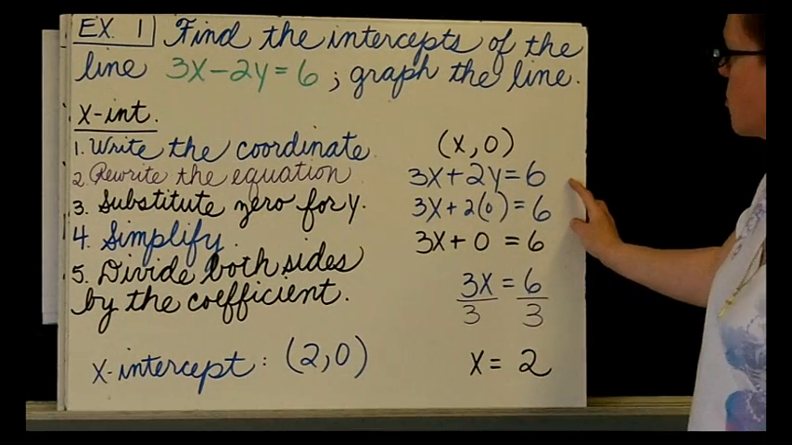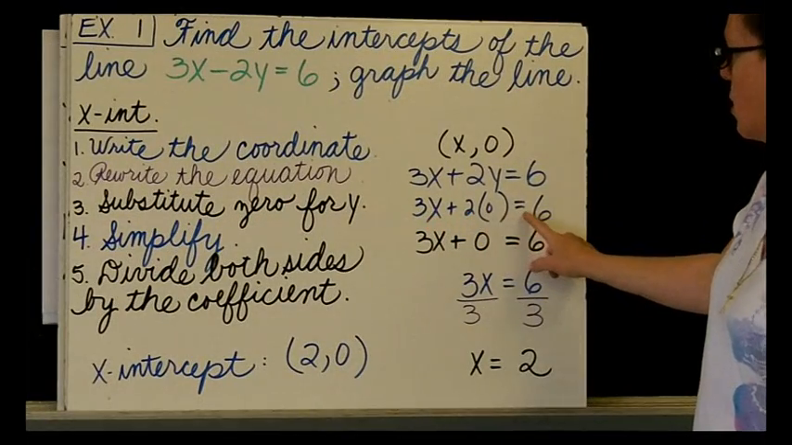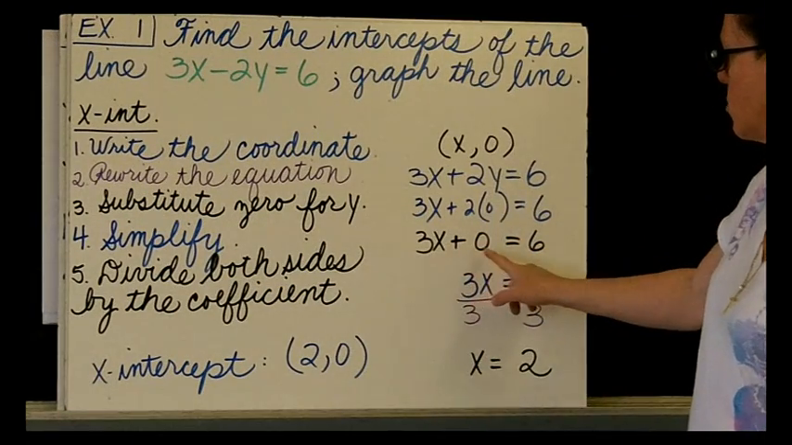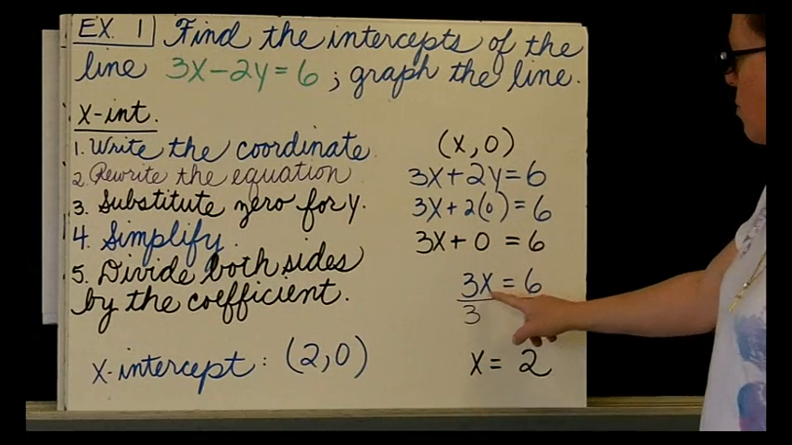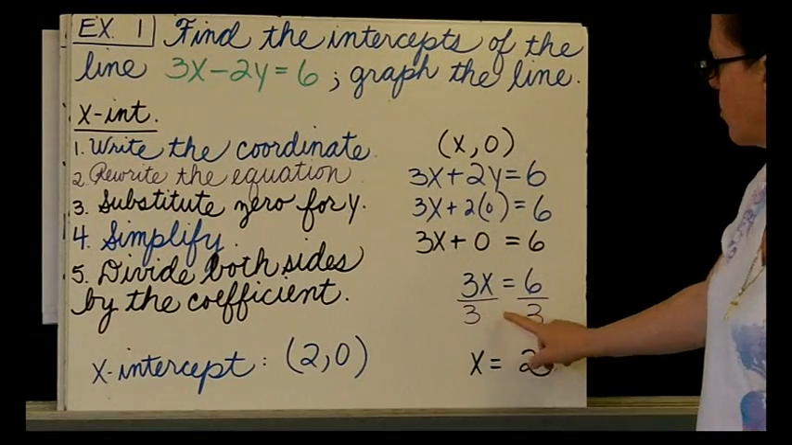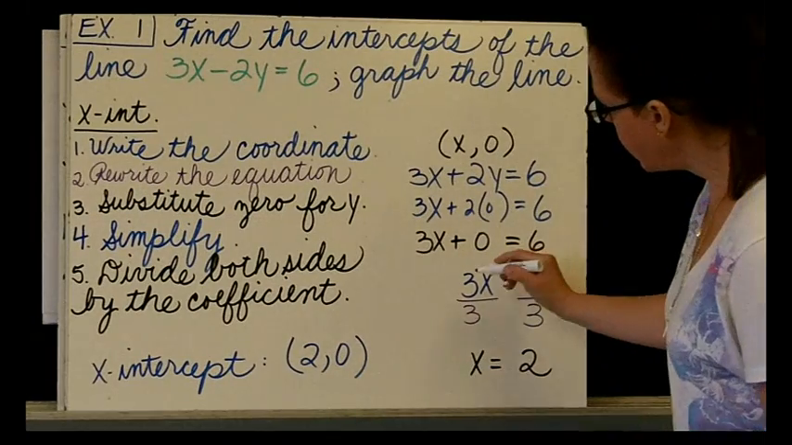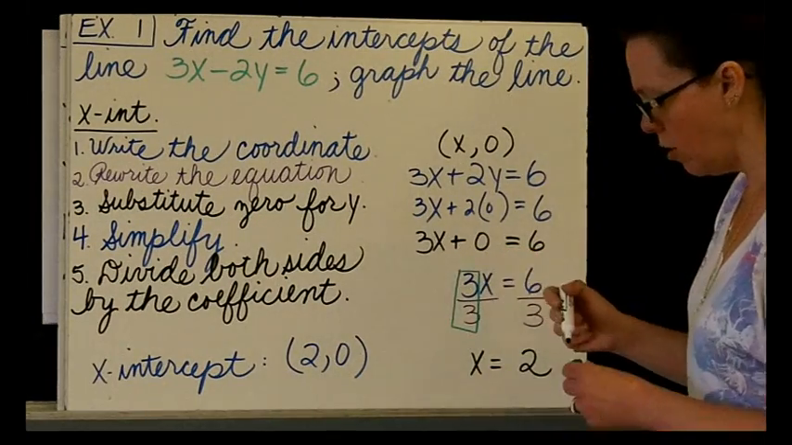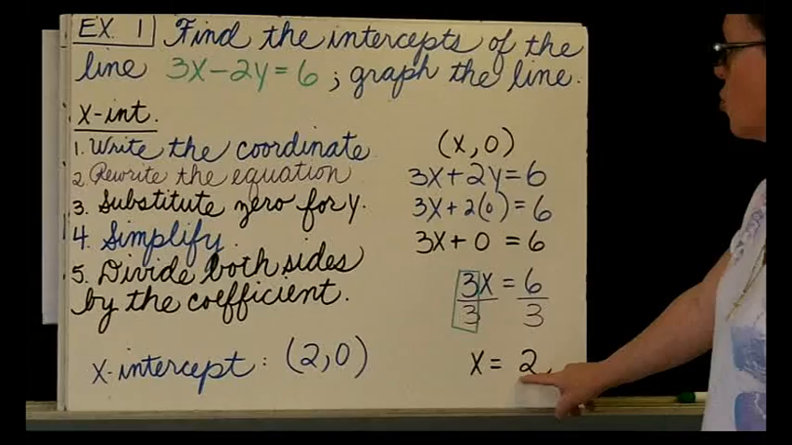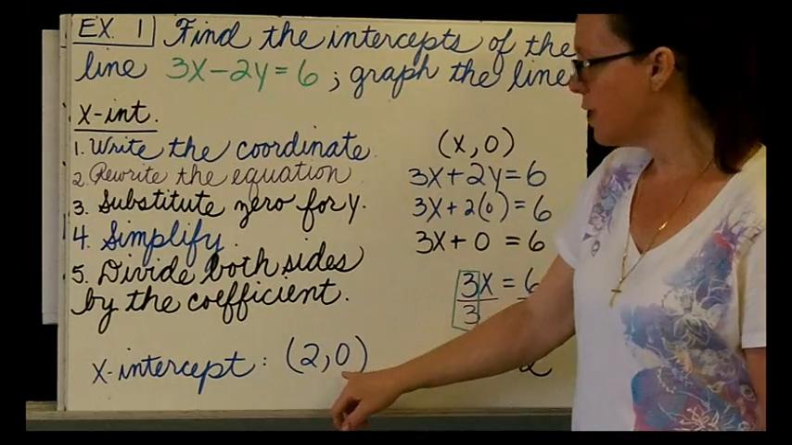Our third step is to substitute a 0 for the y. So we have 3x minus 2 times 0 equals 6. And we simplify. You know that 2 times 0 is 0, so 3x minus 0 equals 6. And remember, we're solving for x, so we have to do what we could probably do in our sleep by now. We divide both sides by the coefficient. Here the coefficient is 3, because now we have a coefficient of 1, which leaves the x essentially by itself. And we learn that the value of x is 2. So the x-intercept for this line is (2, 0).